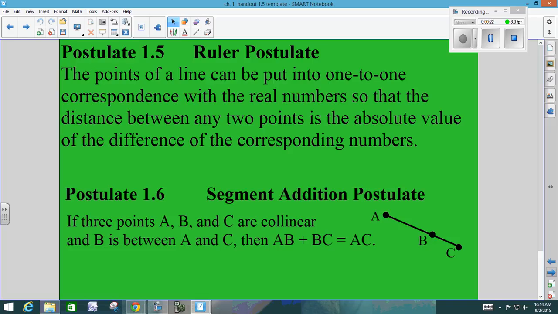The ruler postulate states, the points of a line can be put into one-to-one correspondence with the real numbers so that the distance between any 2 points is the absolute value of the difference of the corresponding numbers.